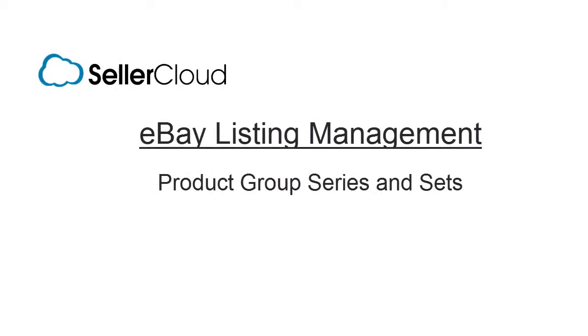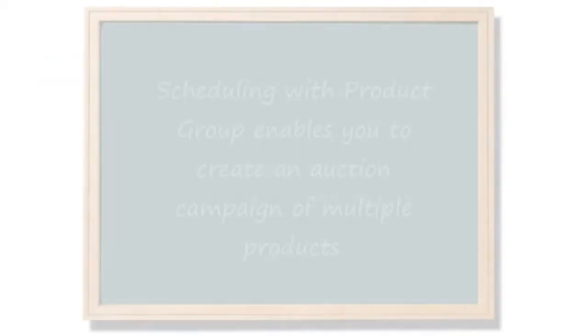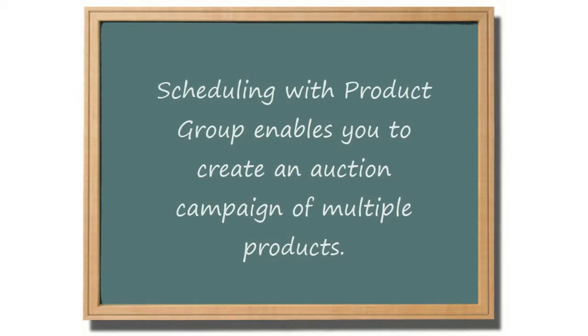In this tutorial, we'll look at how to create listing campaigns by scheduling eBay auctions with a product group series or a product group set. Scheduling with a product group will enable you to create an auction campaign of multiple products. This will eliminate the legwork of scheduling auctions for each individual product.